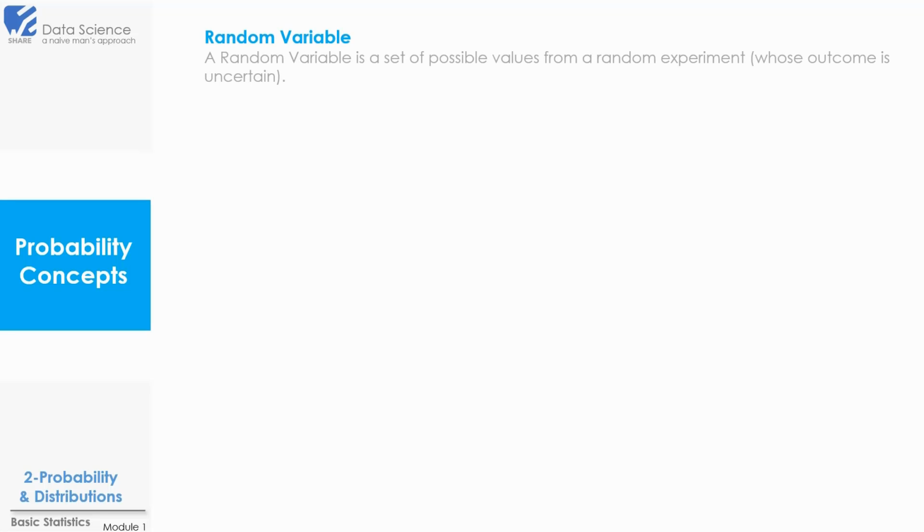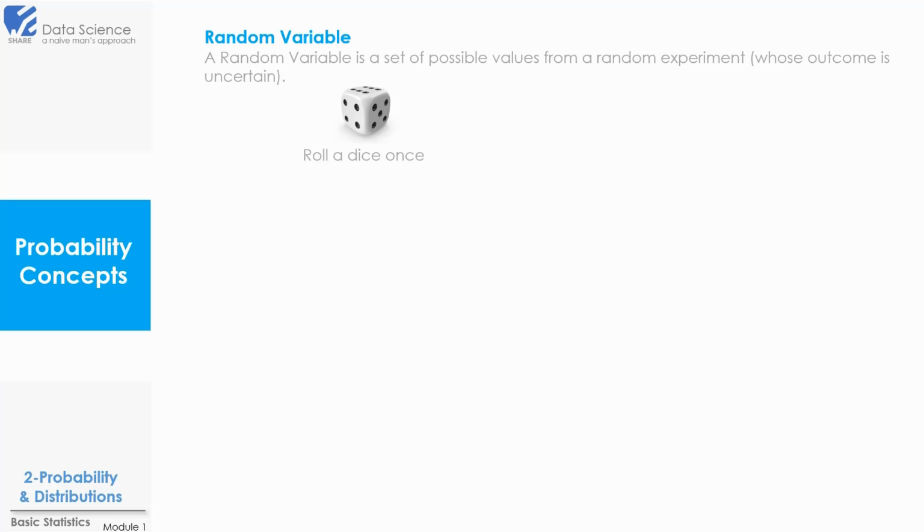That is random variable. So what is a random variable? By definition, a random variable is a set of possible values from a random experiment. And a random experiment is one whose outcome is uncertain.